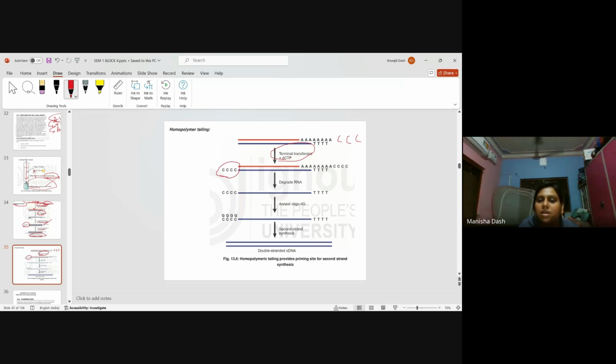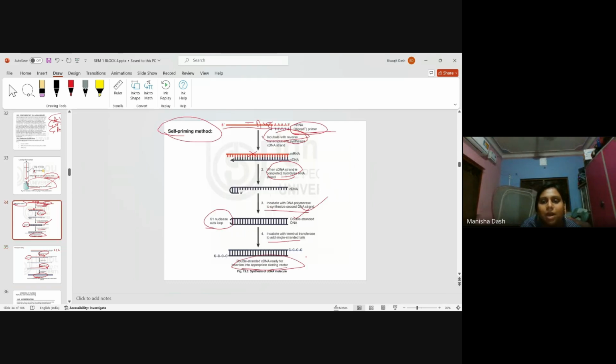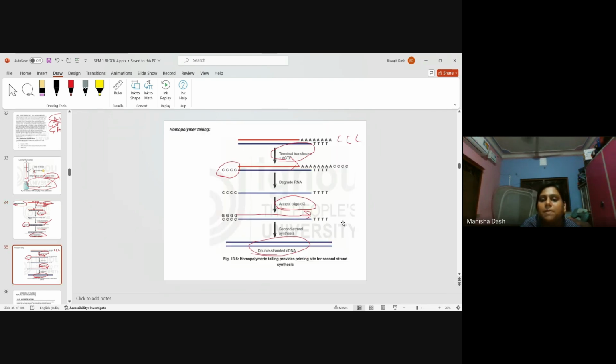Then you can simply degrade the RNA, and once the RNA is degraded, you can anneal it with an oligo dG, meaning complementary to the cytosines, you can add the guanines, and once the guanines are added, further elongation can be done by using DNA polymerase. So in this way also you have got the double stranded complementary DNA. One you can do by the self-priming method, using an oligo dT primer in the beginning, or you can simply add terminal transferase plus deoxycytosine triphosphate, which are nothing but the cytosine residues that will be added to the DNA strand.